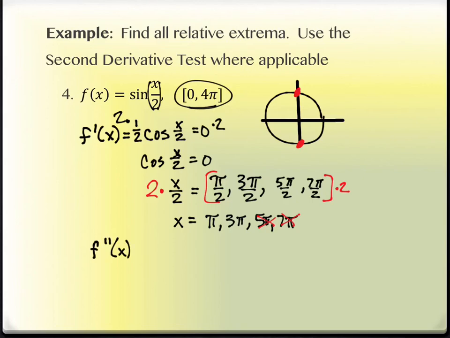All right, so I need the derivative of 1/2 cosine of x over 2. What's that going to be?